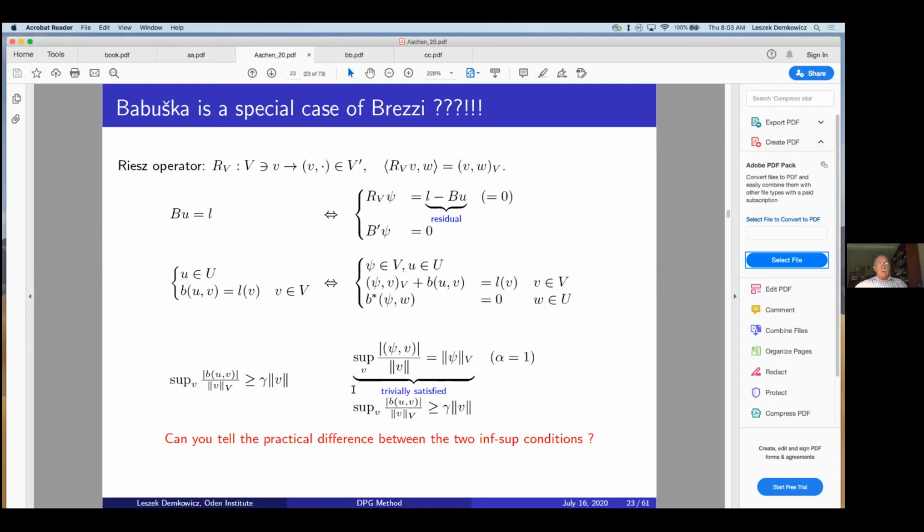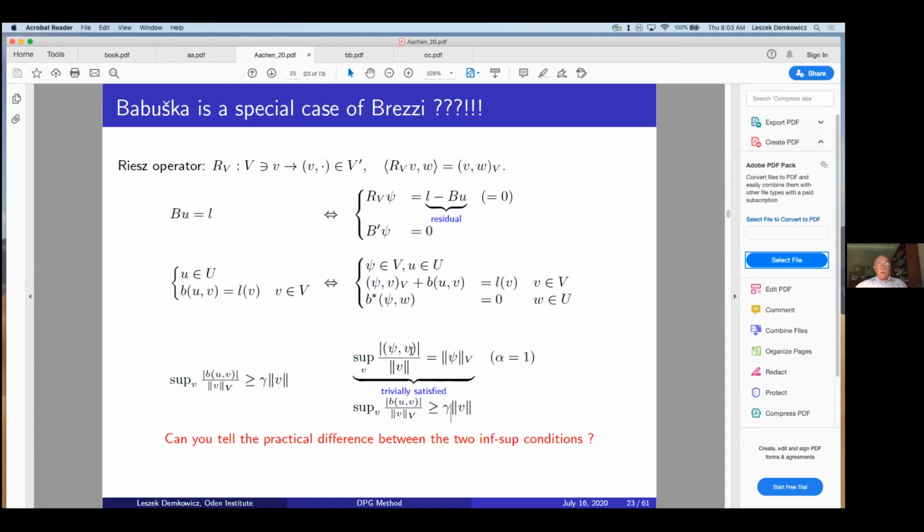There is no such restriction in the Brezzi mixed problem setting. The space V now can be of larger dimension than U. And as you increase the space over which you take the supremum, it is easier to satisfy this equation. And that's exactly the point about the DPG method, or more precisely the optimal test functions.